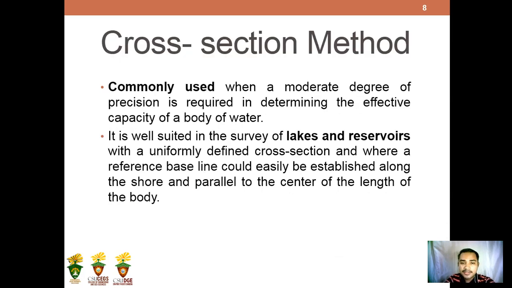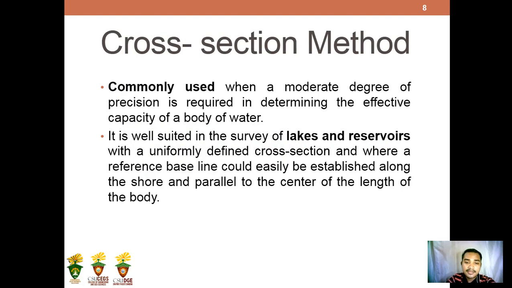So let's start with the cross-section method. The cross-section method is commonly used when a moderate degree of precision is required in determining the effective capacity of the body of water. The cross-section method is suited to surveys of lakes and reservoirs with uniformly defined cross-sections, and where a reference baseline could easily be established.